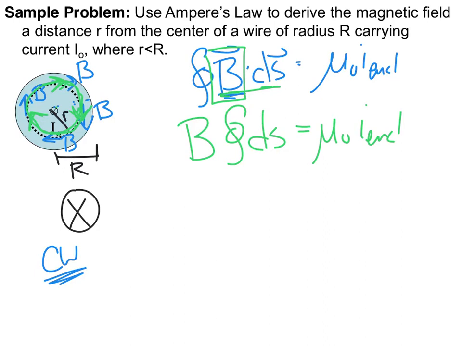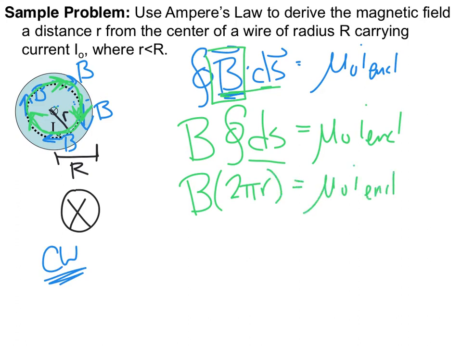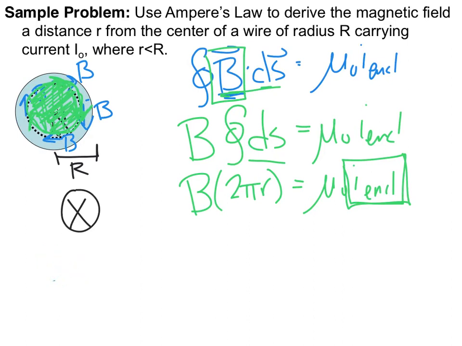It's pretty good. And now I just need to take the integral around that closed path of ds. I know what that is because this is just a circle of radius little r. So I have B times 2 pi little r equals mu naught times our current enclosed. I still need to figure out my current enclosed though. You see, by taking this segment, this slice of the wire, I haven't enclosed all of the current. I've enclosed a fraction of it. I need to figure out what fraction of the current I've enclosed. That's going to be our next goal.